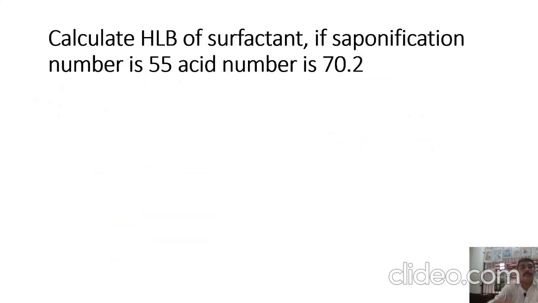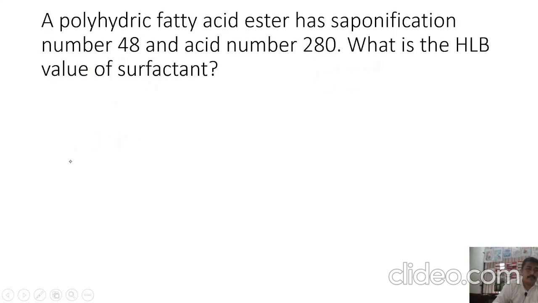We will see one more problem related to the HLB value, again based on the saponification number and acid number. So first of all write down the values which are given in the problem. In the problem they have given saponification value 55. So S is equal to 55, acid number is 70.2. Again utilize the same equation.